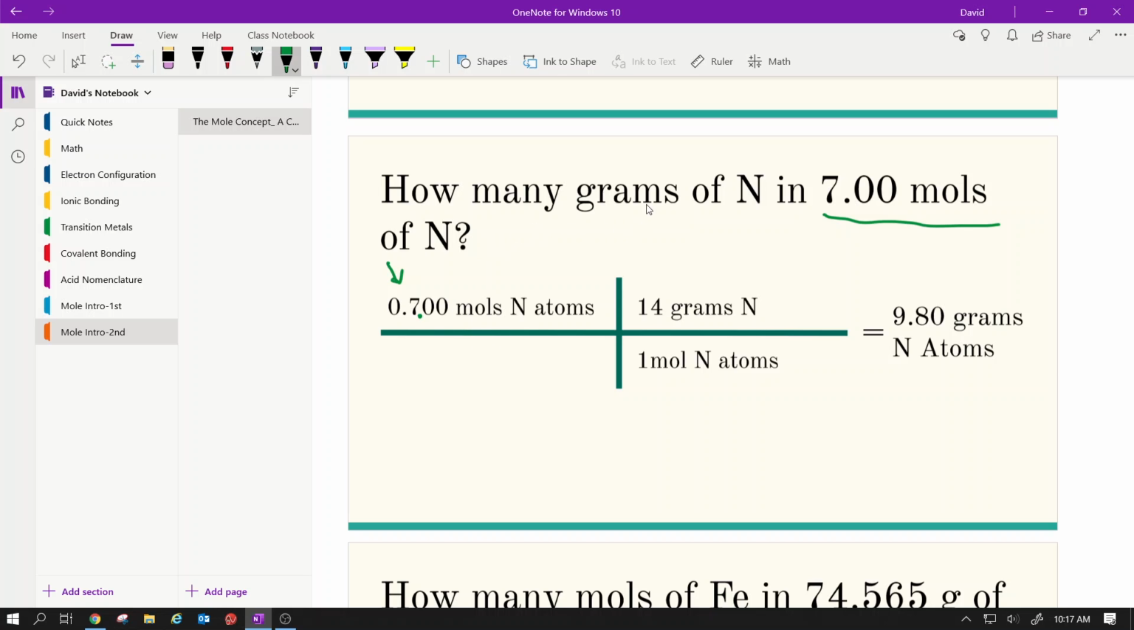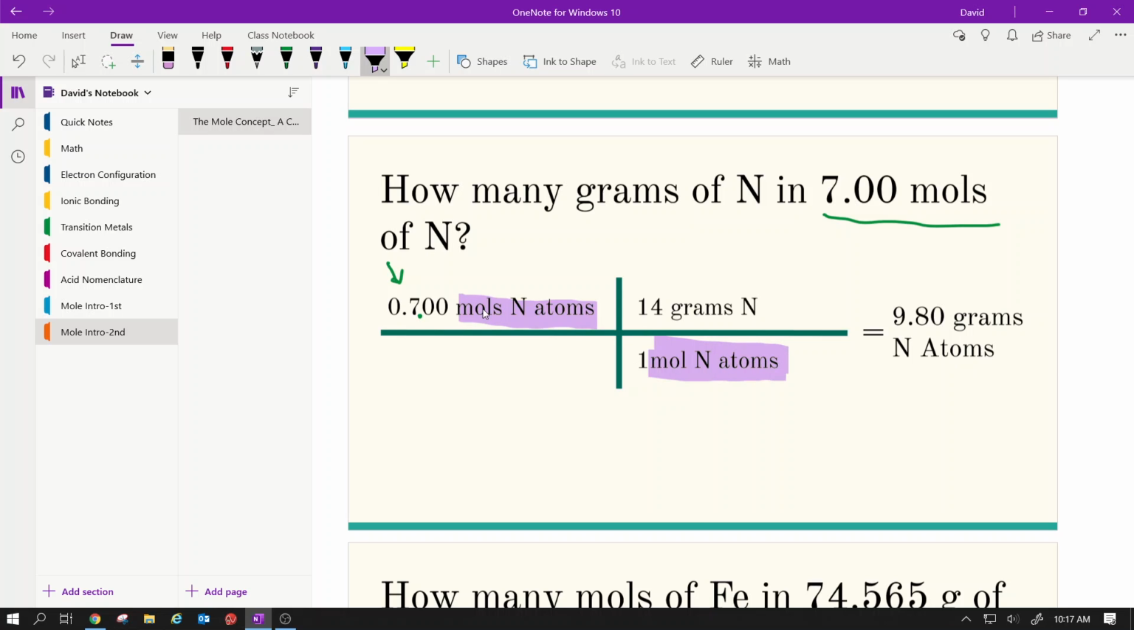All right, how many grams of nitrogen in 7 moles of nitrogen? Again, we can do grams to moles. We can do moles to grams. So I'm going to start with what I'm starting with, 7.00 moles of nitrogen atoms. And I'm going to put here my equivalent fraction. Again, I'm going to put what I want to get rid of on the bottom across from it.